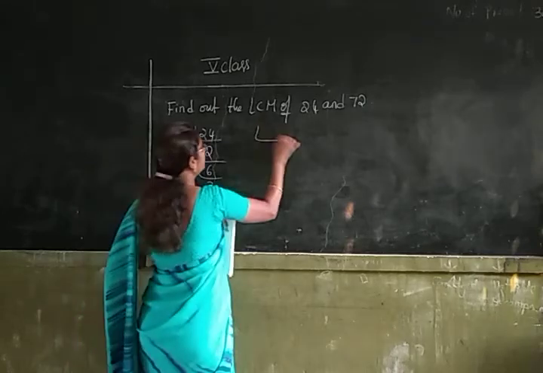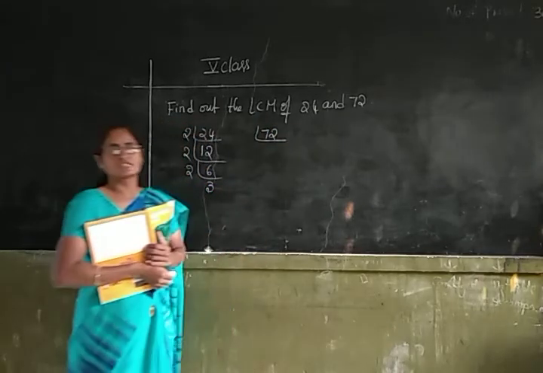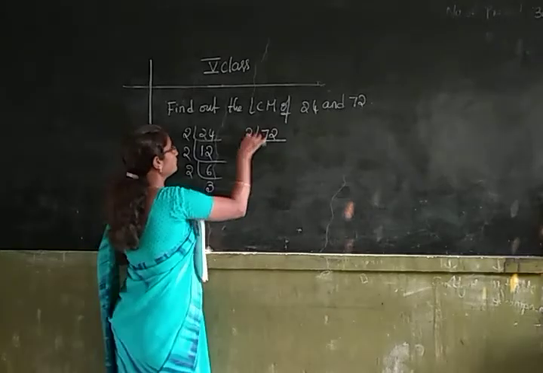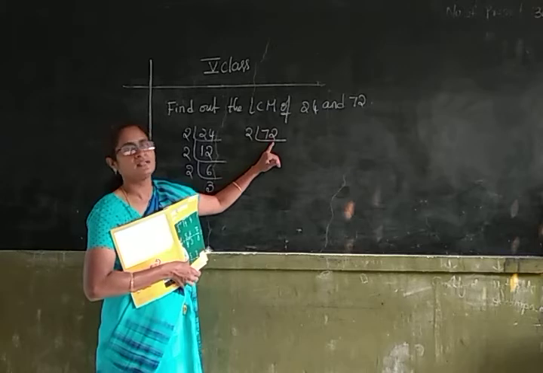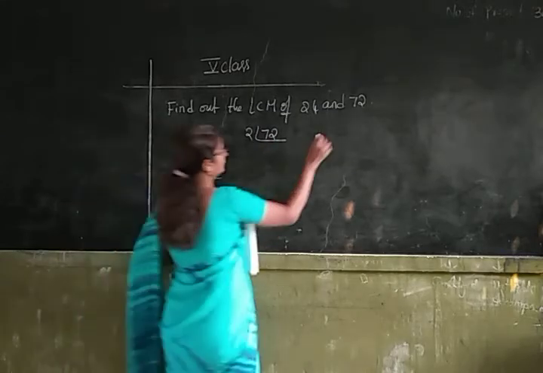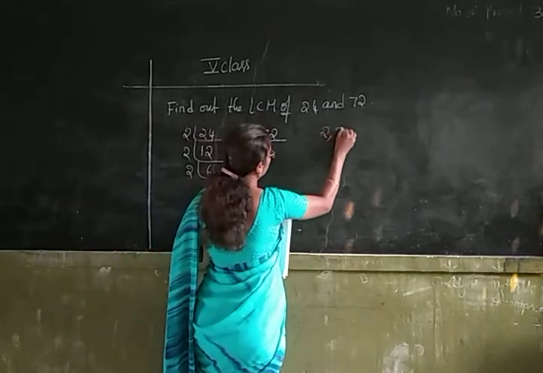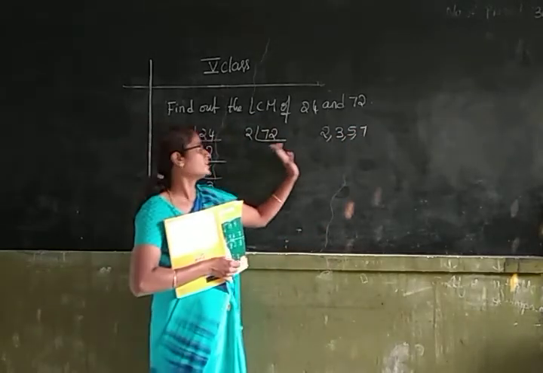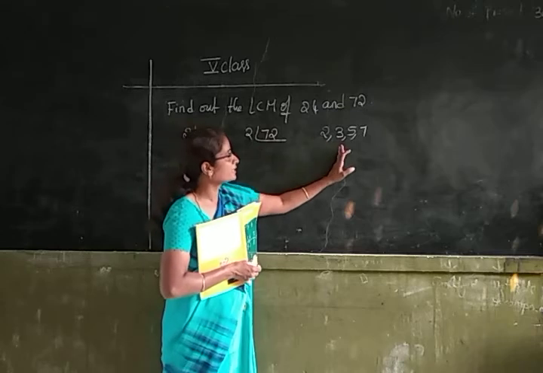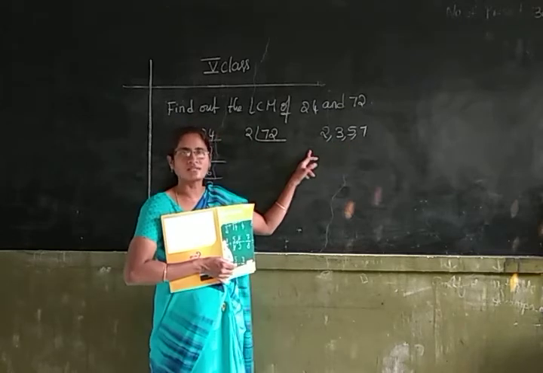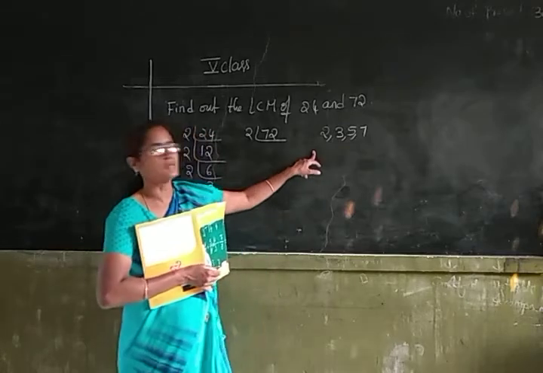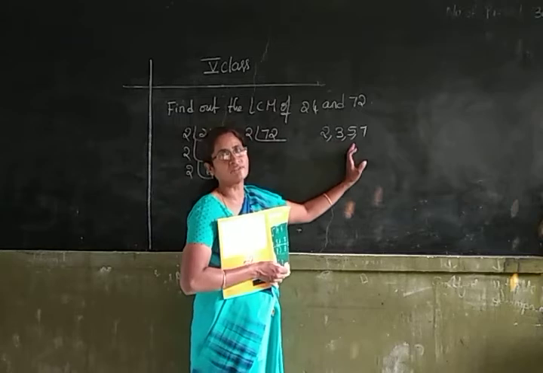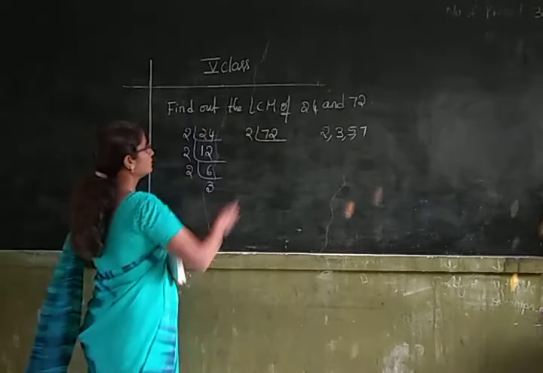Now let us find out the prime factors for 72. 72 will be found in the 2 table because it is an even number. For finding the prime factors, we have to check whether the numbers are in the 2, 3, 5 or 7 tables, because these are the single digit prime numbers.